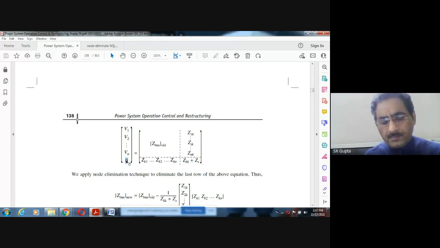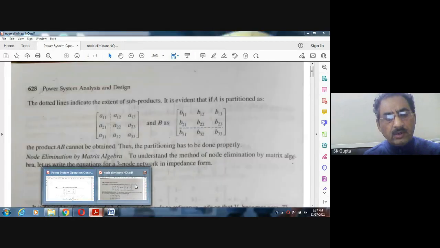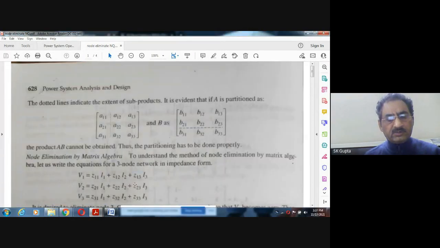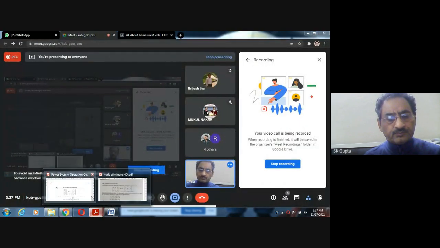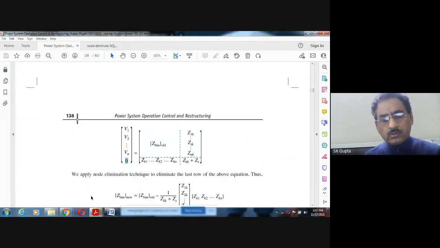But as of now, you remember, how the matrix size is reduced by the node elimination technique, that we will describe in detail. But before that, our intention is to understand the formation of the Z-bus, rather than going into the mathematics of the node reduction technique. So we will focus on this first. Later on we will also see the node reduction technique.